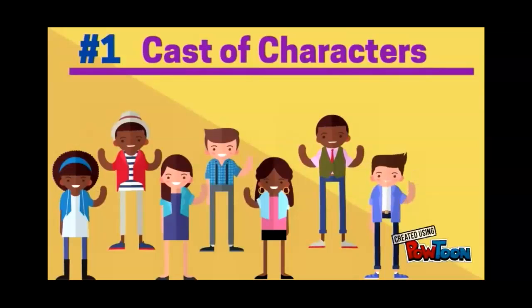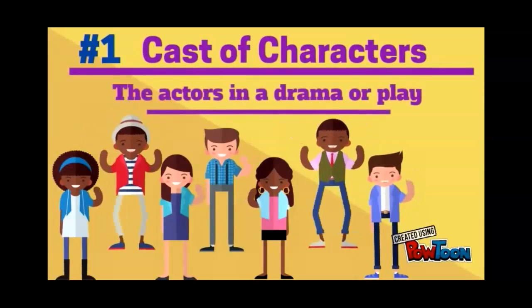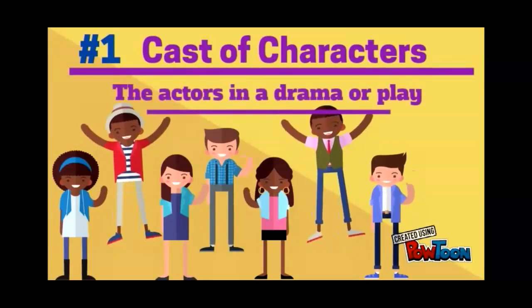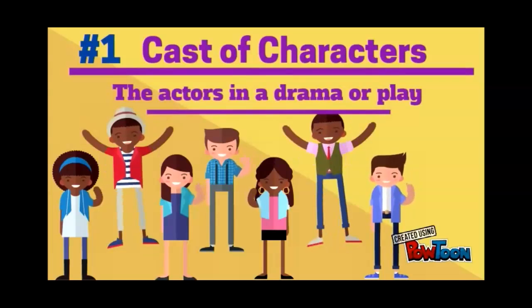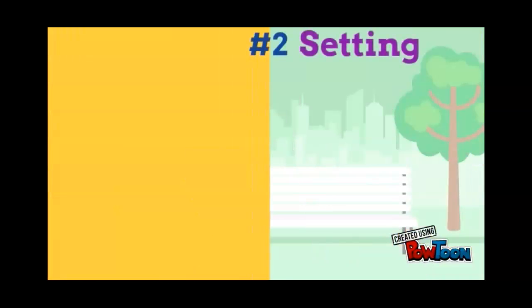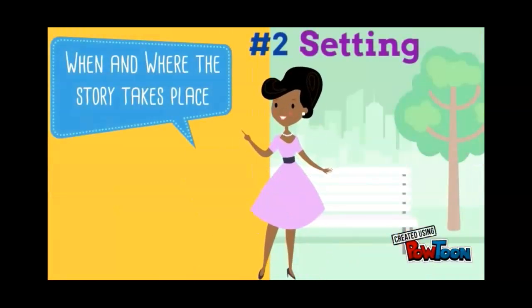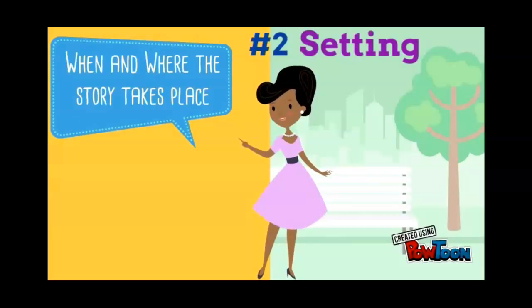The first element of a drama is the cast of characters. This is simply the actors in a drama or play. They include a protagonist and an antagonist, as well as other characters. Then we have the setting. This tells you when and where the story takes place, giving you a time and a location.